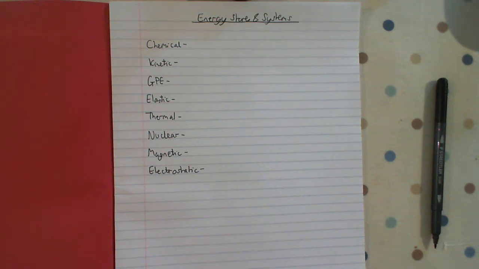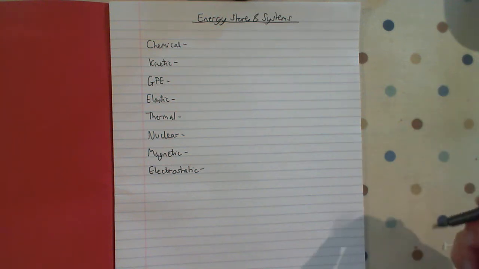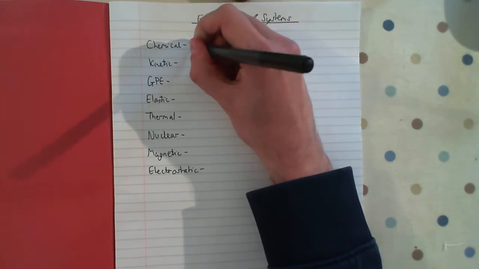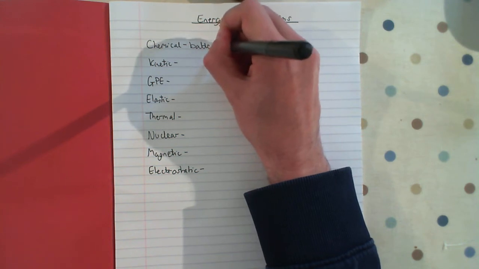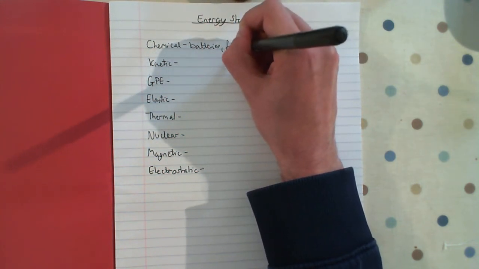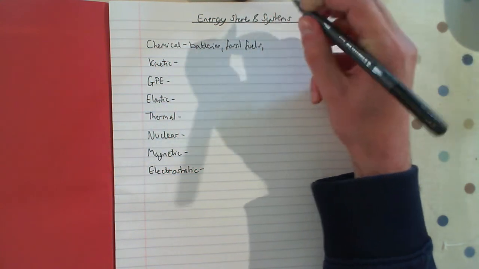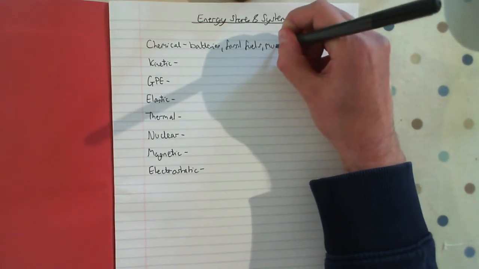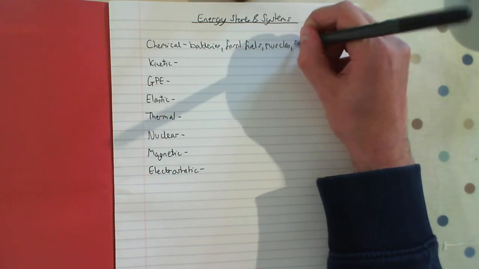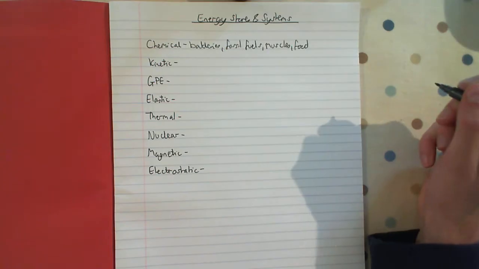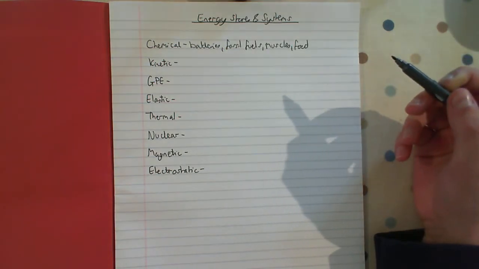This is a revision video for energy stores and systems. There are 8 energy stores: chemicals such as batteries, fossil fuels such as coal, oil, gas, muscles, food, and this is the energy stored within the chemical bonds.